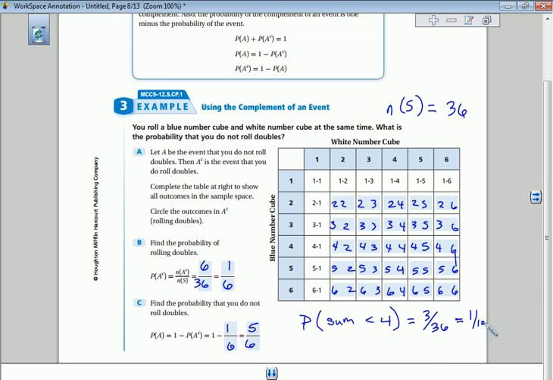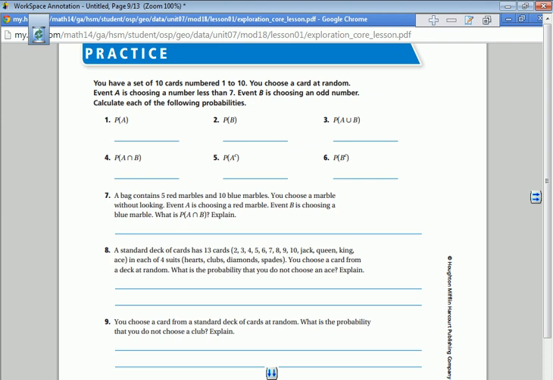Okay, any questions about how to visualize your sample space and use that in probability problems? So sometimes you'll be given all the information you need and sometimes you'll have to visualize it.